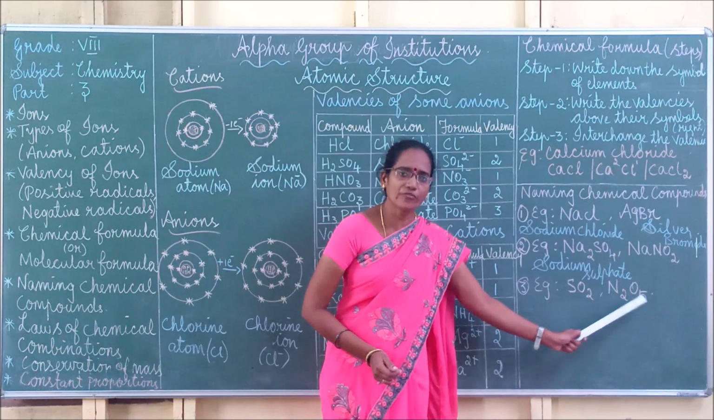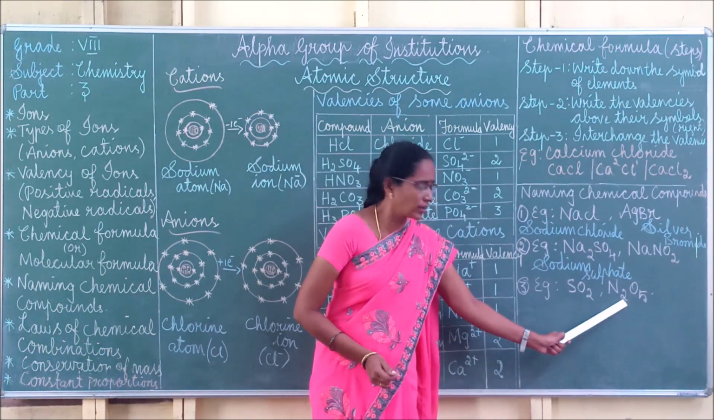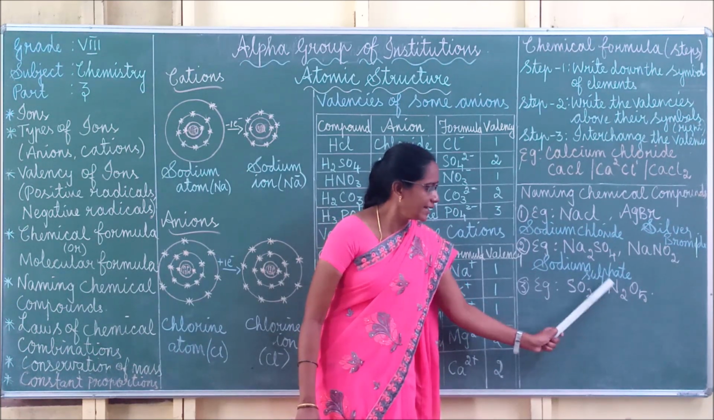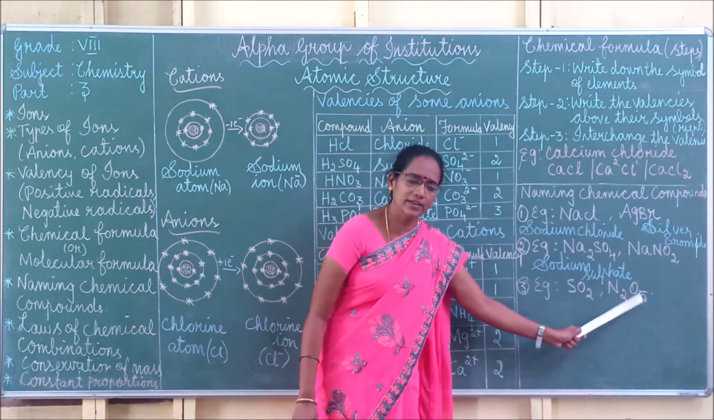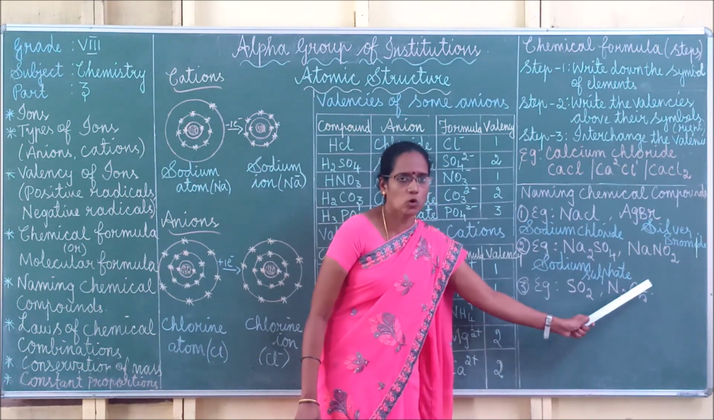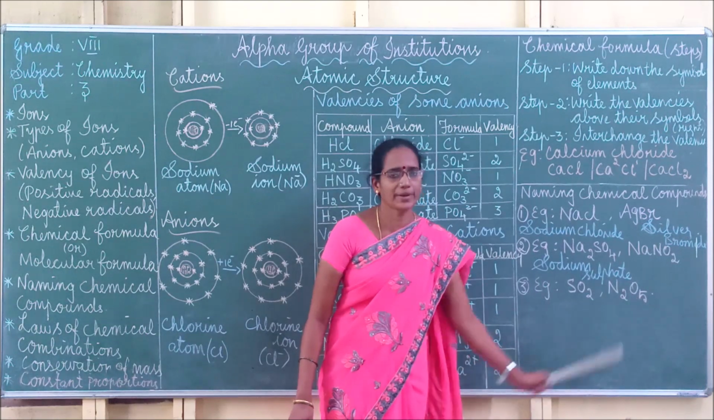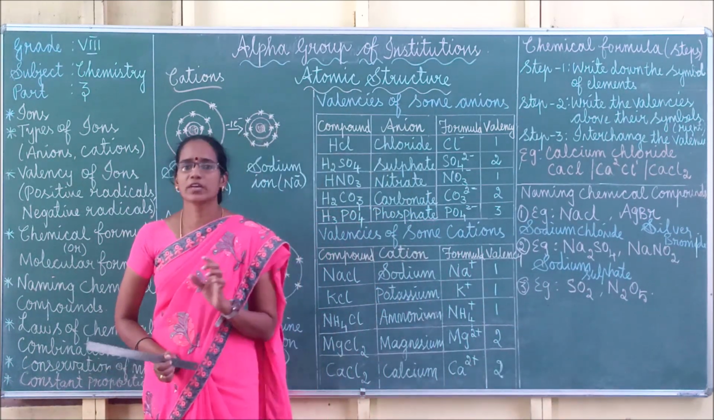And N2O5, here N is nothing but nitrogen. 2 nitrogen atoms are there, isn't it? So what we have to do? We have to write the prefix. Okay, dinitrogen. 5 oxygen atoms are there, so pentoxide. So the name of the chemical compound is dinitrogen pentoxide. Like that, we have to write the names of chemical compounds.